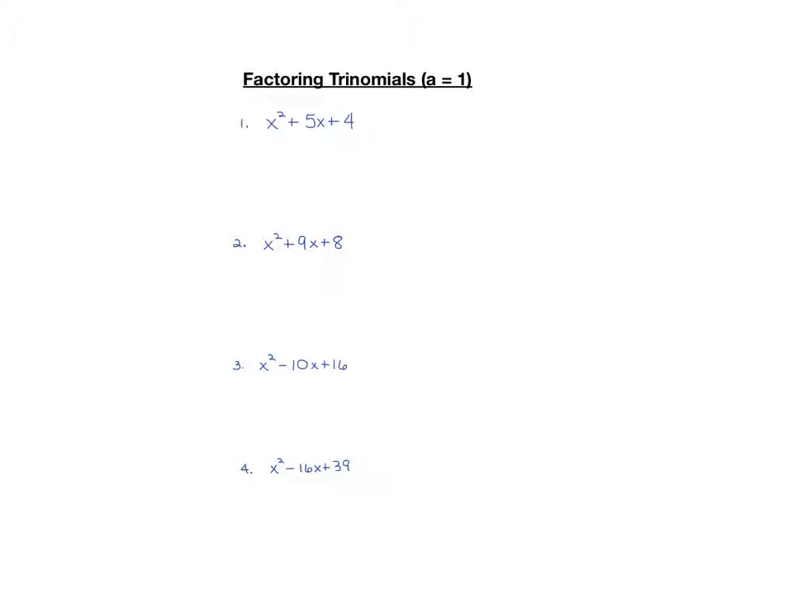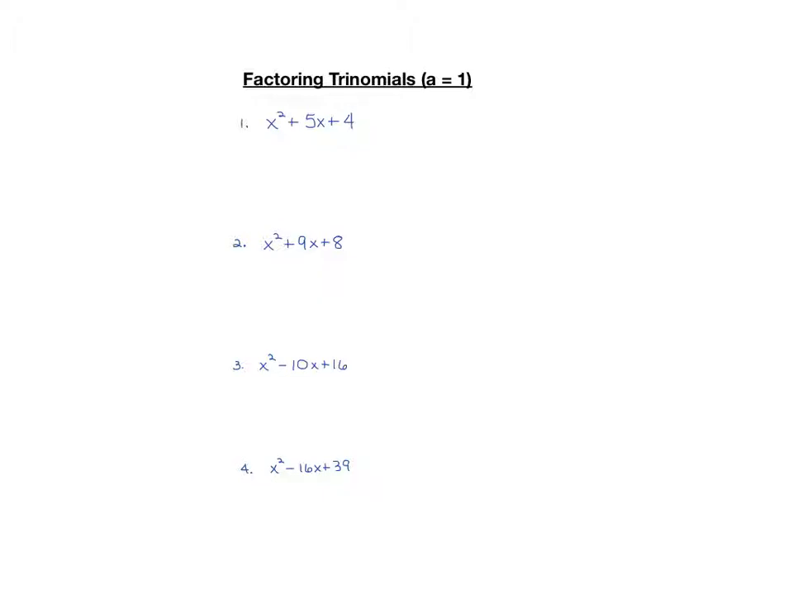Notice all of these do not have a number in front of the x squared term. So remember, if there is not a number there, you assume there's a 1. So all of the trinomials here have a leading coefficient of 1, or the a is equal to 1.